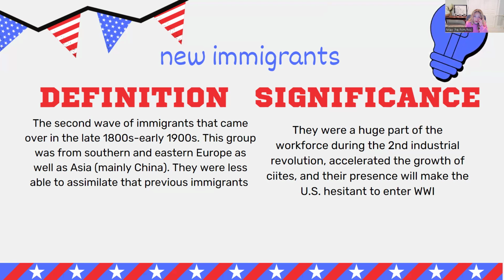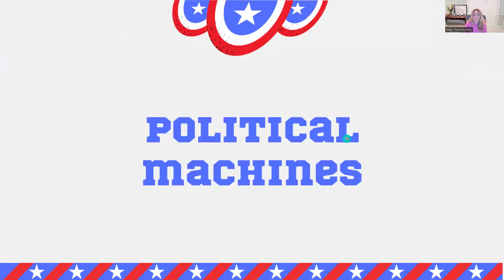We see that with the passage of the Chinese Exclusion Act. It's like the first major legislation to restrict immigration from a specific national origin. But they are a huge part of the workforce during the second industrial revolution, and they accelerated the growth of cities, and their presence will make the United States hesitant to enter World War I because we were fighting the countries that these people came from.